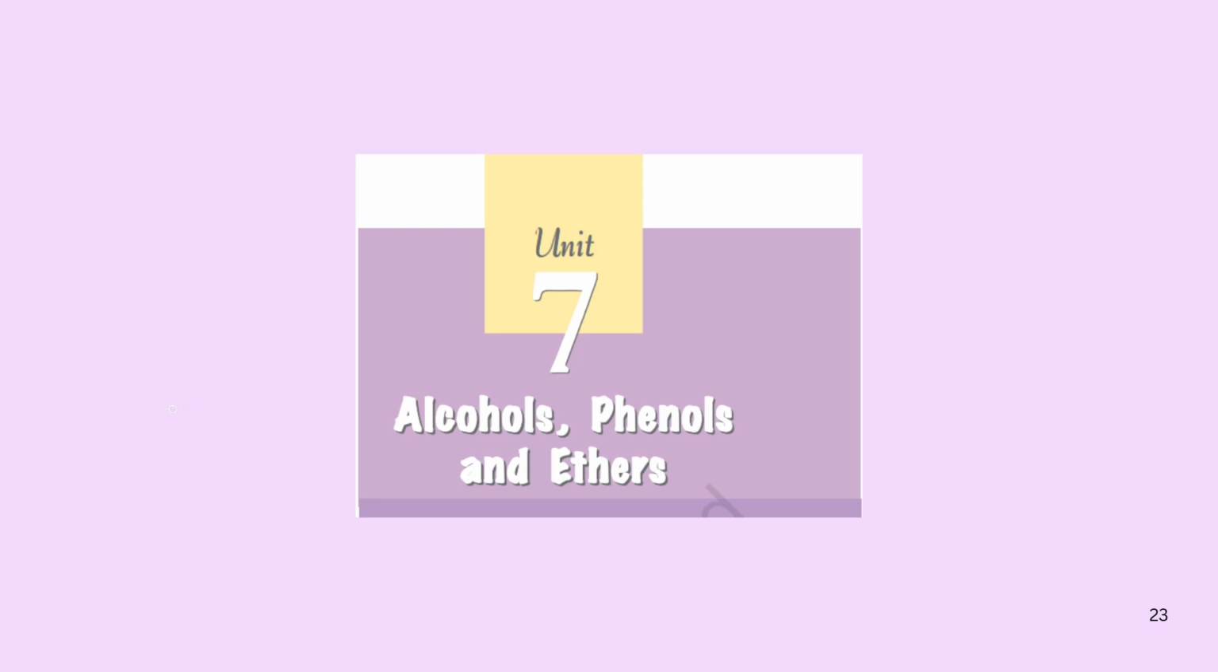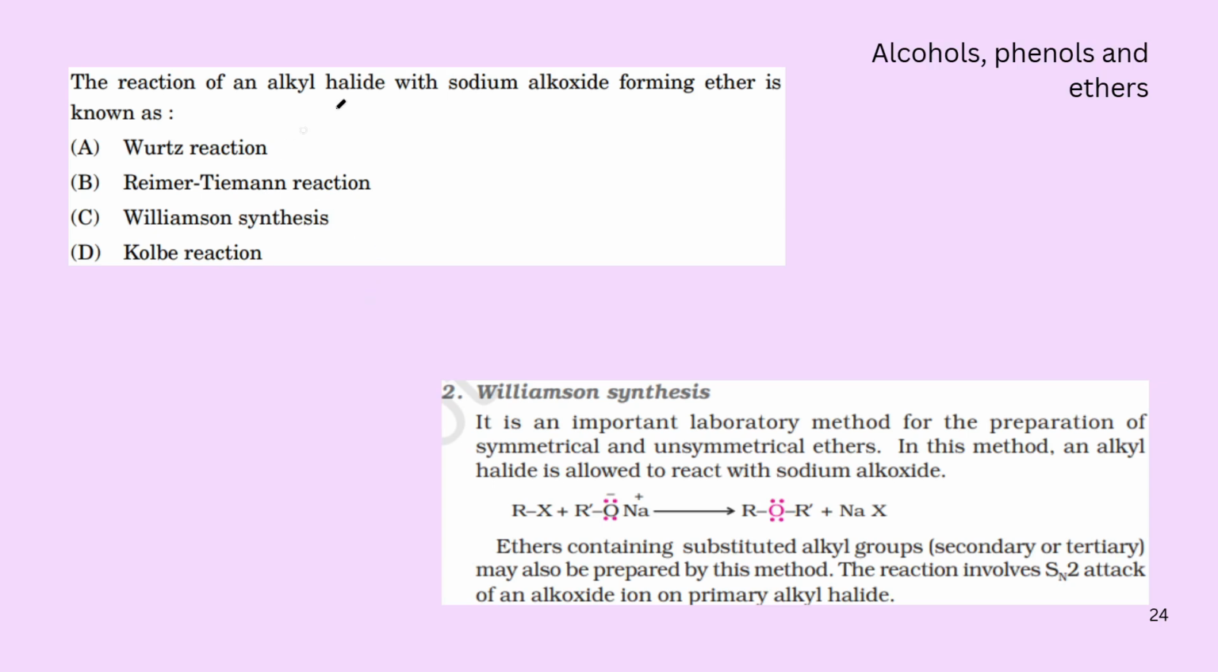Next, we're moving on to the chapter alcohols, phenols, and ethers. The reaction of an alkyl halide with sodium alkoxide forming an ether is known as Williamson's synthesis. It is an important laboratory method for the preparation of symmetrical and unsymmetrical ethers. So this is obviously under the preparation of ethers. I also have a whole playlist dedicated to discussing all the named reactions, so feel free to check it out. You just need to remember the name of the reaction and mark the answer. So this is Williamson synthesis.